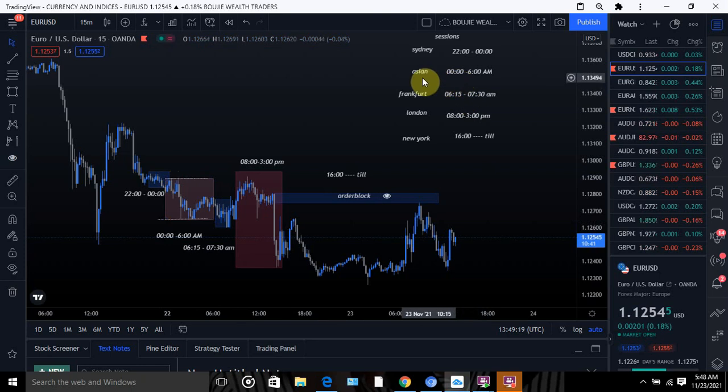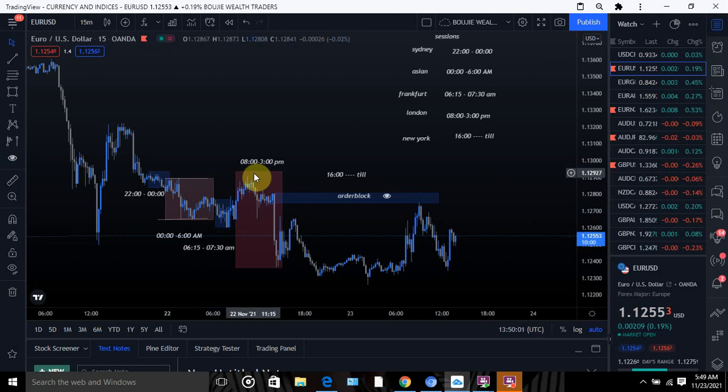You have to check on your time frames each and every session and highlight it with a color so that you can have a perfect daily direction. So this is the Frankfurt. It opened at 16:15, you can check on my cursor, 16:15 until 7:30.